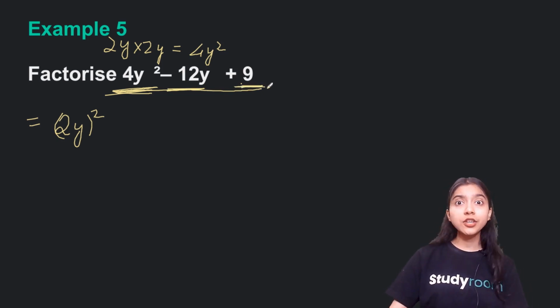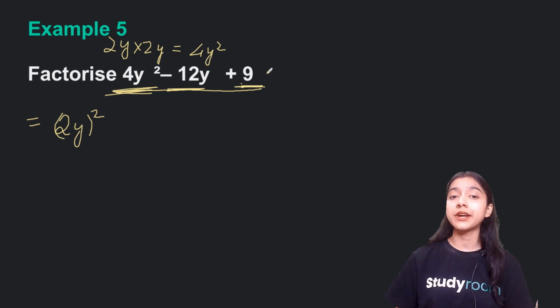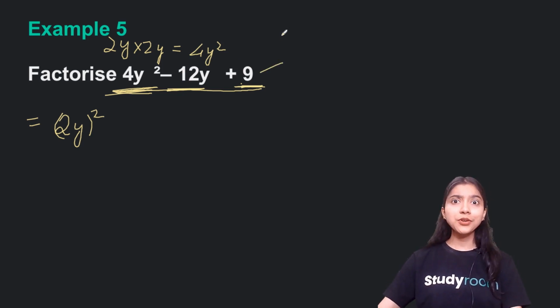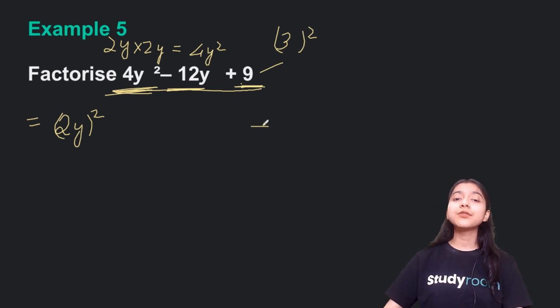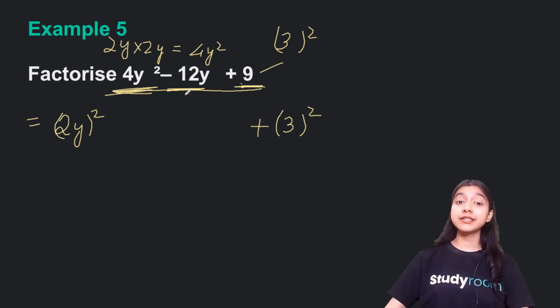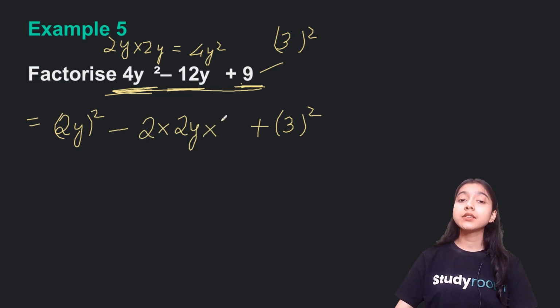9 can be written in the form of whole squares. What we are doing is, we are breaking this first term and the third term in the form of whole squares. So 9 can be written as 3 whole square, because 3 whole square means 3 multiplied by 3, which gives us 9. So we have over here plus 3 whole square. Now come to this middle portion, minus 12y. Now minus 12y can be written as minus 2 multiplied with 2y multiplied with 3.